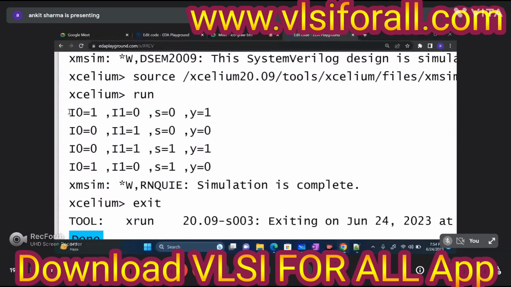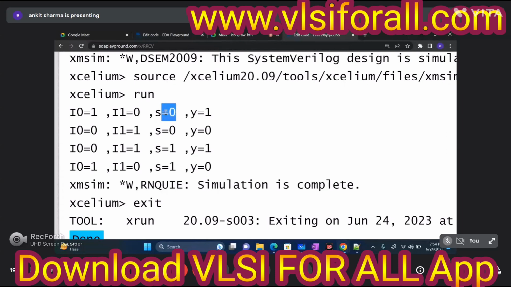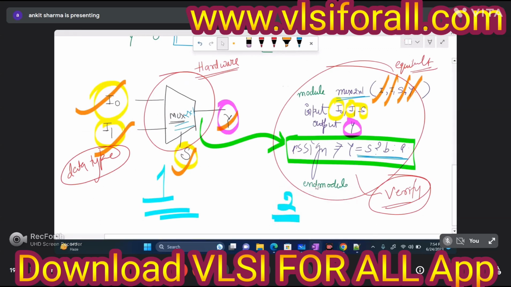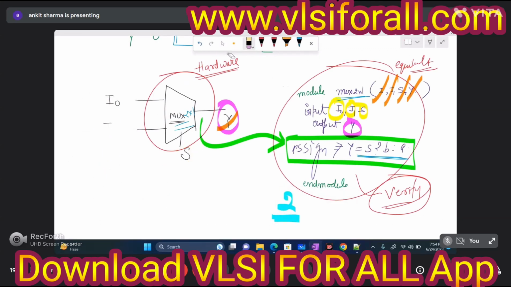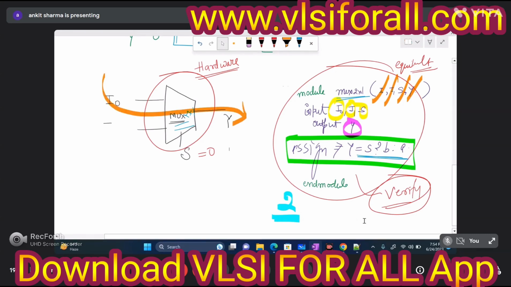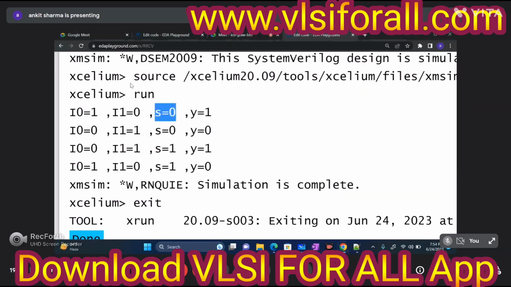So can you see here how I did verification? When my s is 0, that means if my select line is 0 here, then what should it give? Whatever I have at the I node, that I should get. Let's see, are you getting the same or not?